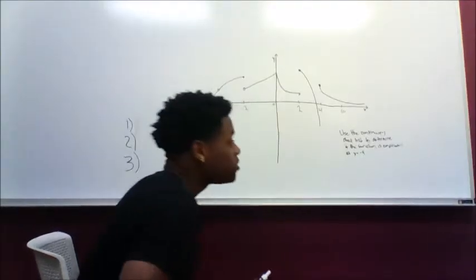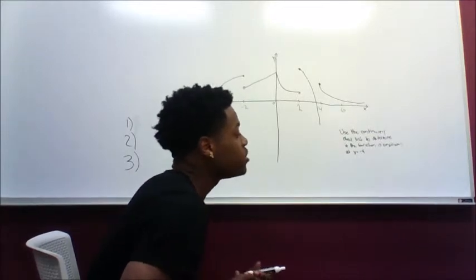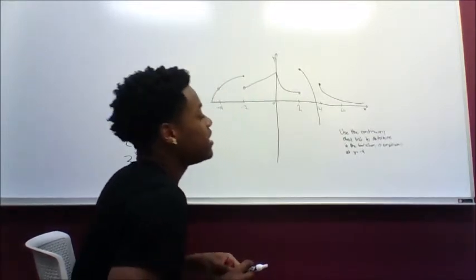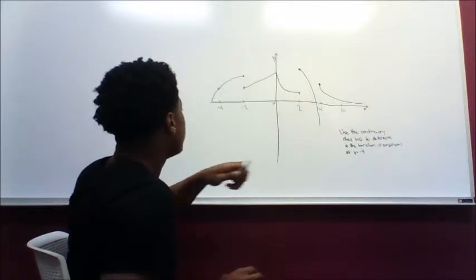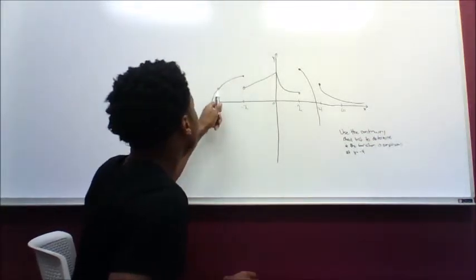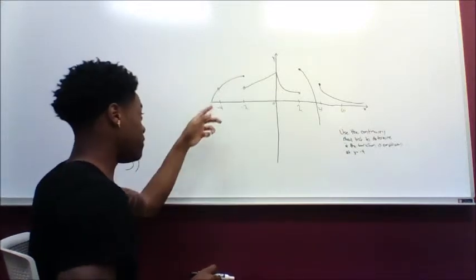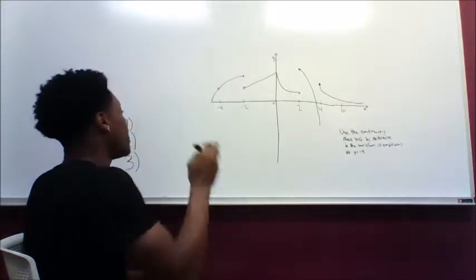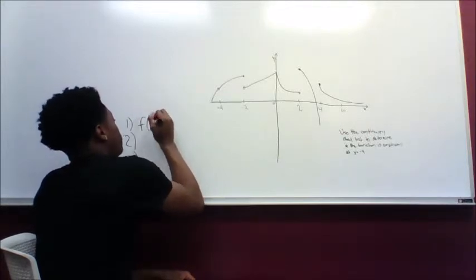Problem number 2 asks us to use the continuity checklist to determine if the function is continuous at x equals -4. So here we go to -4 and we see that it's an open dot. So that determines that f of -4 does not exist.